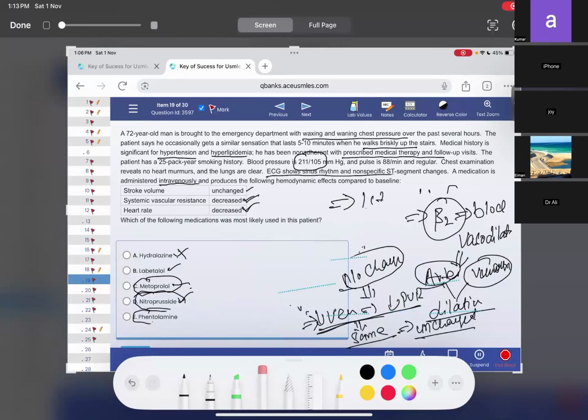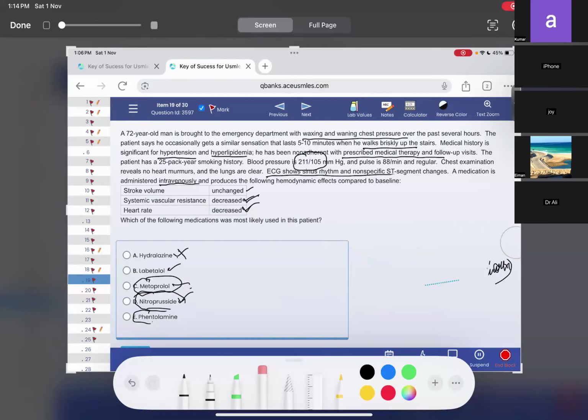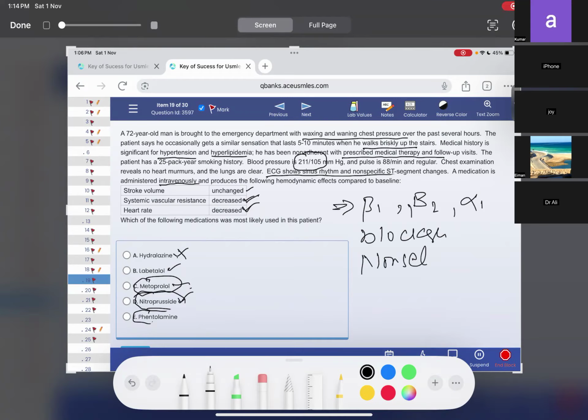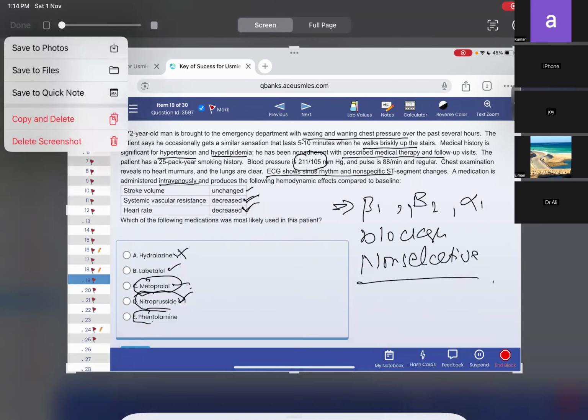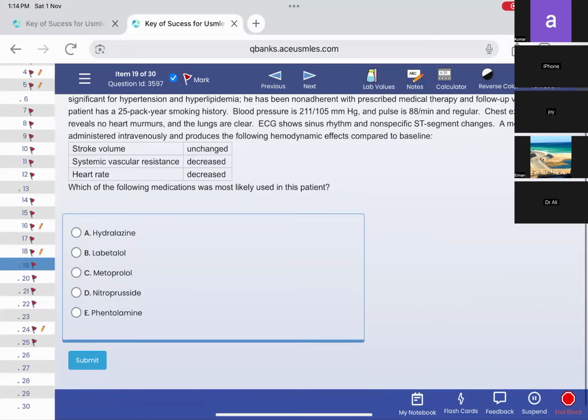Labetalol, which is a first line drug in hypertensive emergency due to its effects like beta 1, beta 2 and alpha 1 blockade, because it is non-selective. Okay? Clear everybody?